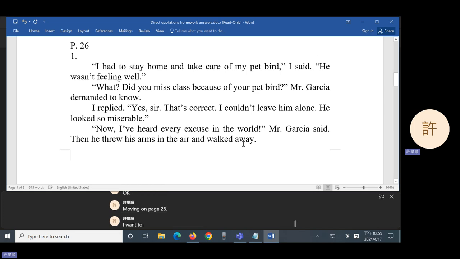I want to draw your attention to this exclamation point. Mr. Garcia says this sentence to himself. This sentence should be, "Now I've heard every excuse in the world!" He's exclaiming, 感叹, 惊呼. So there should be an exclamation point here.